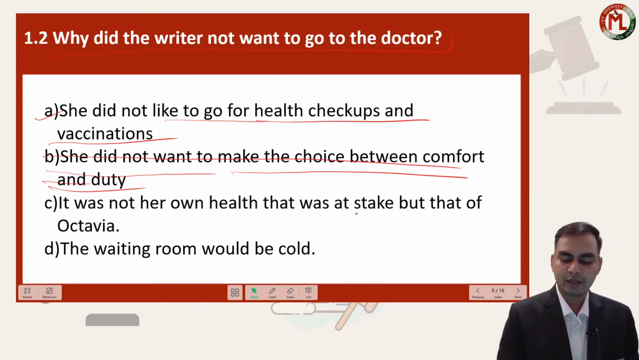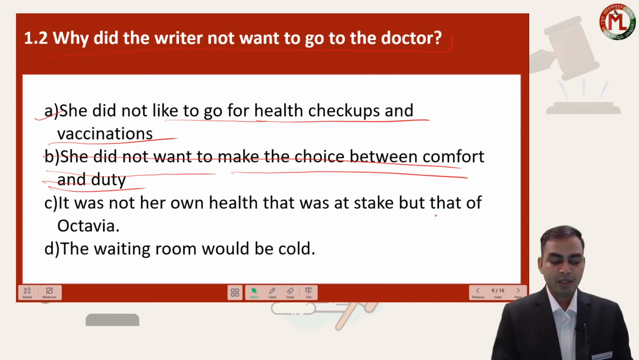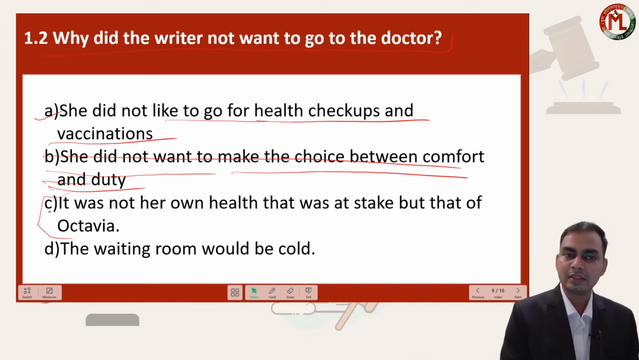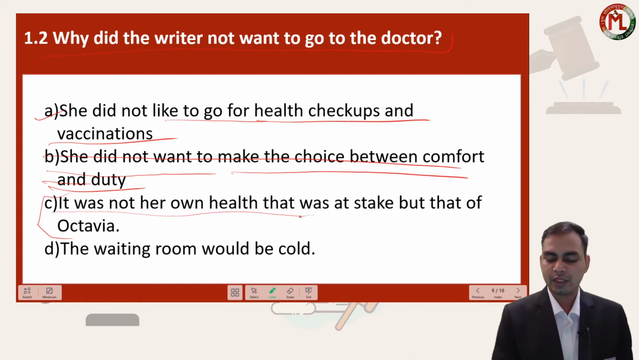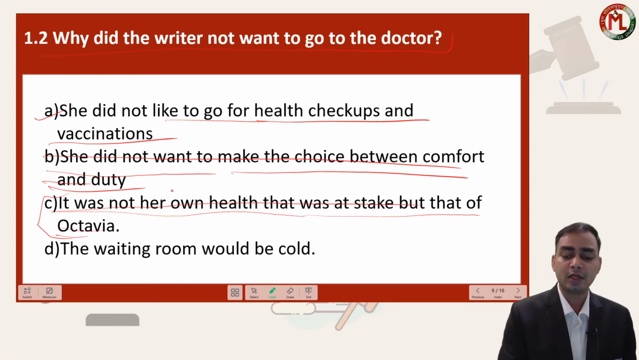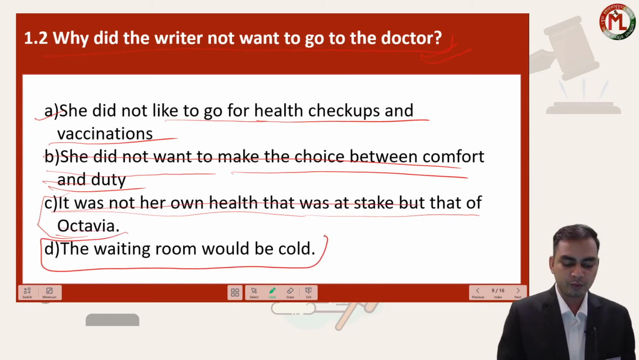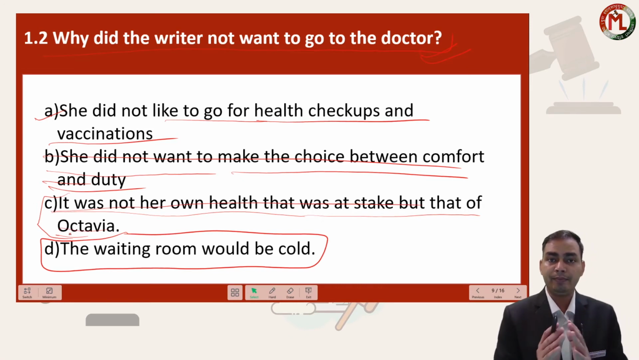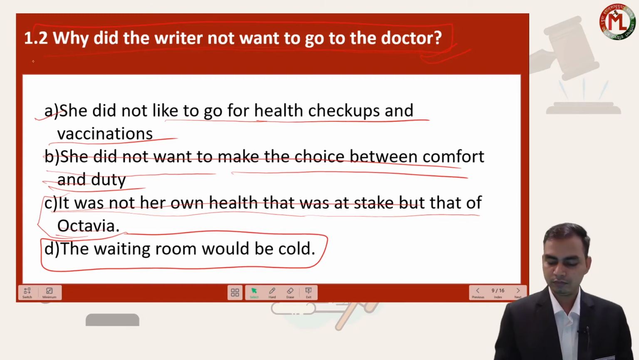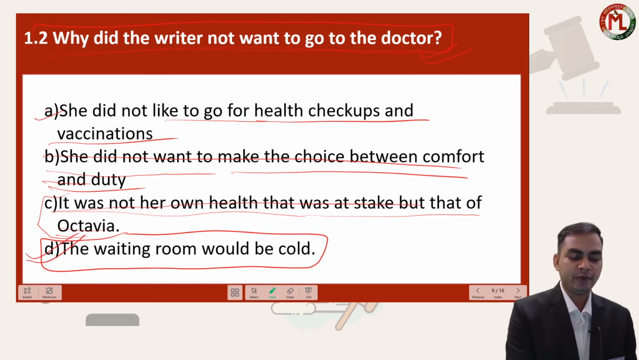It was not her own health that was at stake but that of her Activia. See, it is not important that ये जो information mention किया गया है वो passage में था, whether it is answering the question or not, that is something you need to ask yourself. ये information passage में तो था, there was this line that it was not her own health that was at stake but also that of Activia. But this is not a correct option because it is not answering the question asked here. Waiting room would be cold, so this was the idea behind why the writer did not want to go to the doctor. So the correct option is D, not even A.